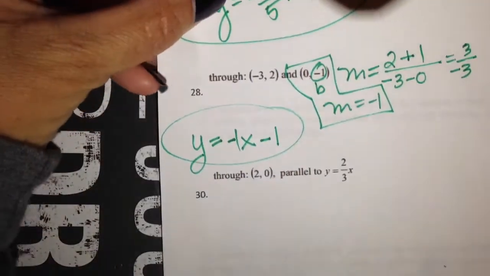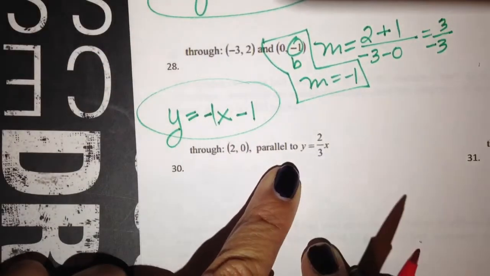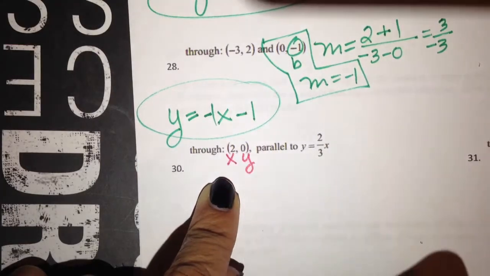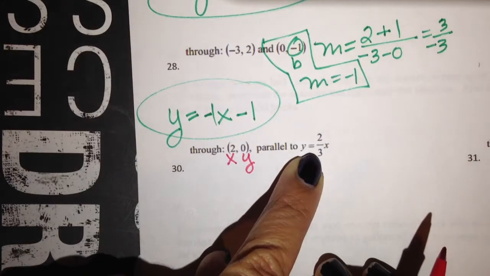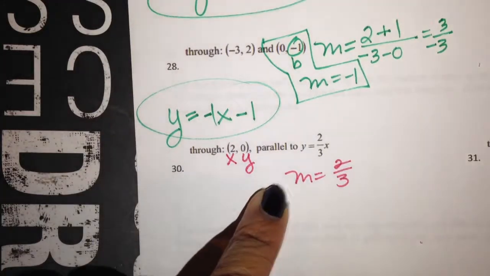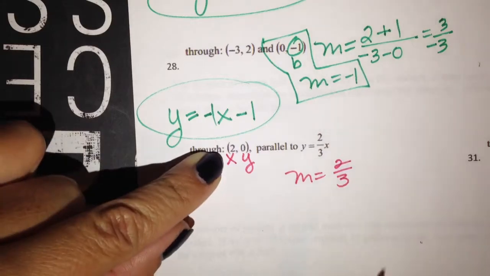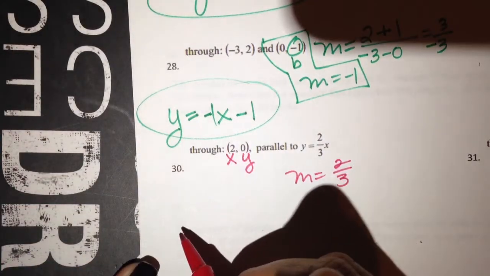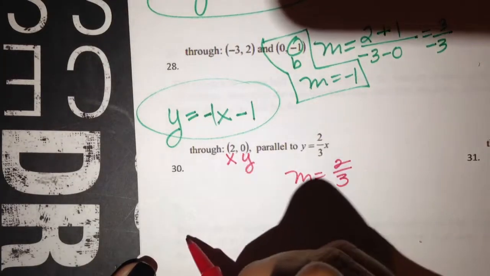I have number 30. I have to write an equation that goes through the point (2, 0) that's parallel to 2/3 x. If it's parallel, that means it has the same slope. So I'm going to use point-slope form. I have one point and the slope. This is the x-intercept, but I don't have any use for that in terms of writing an equation. There's no quick way to get there.